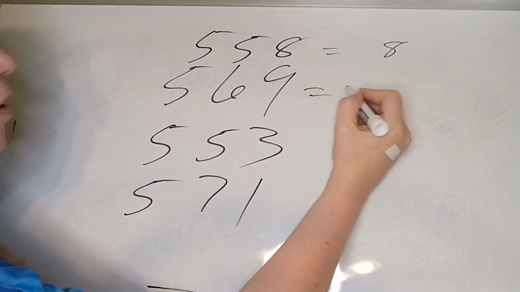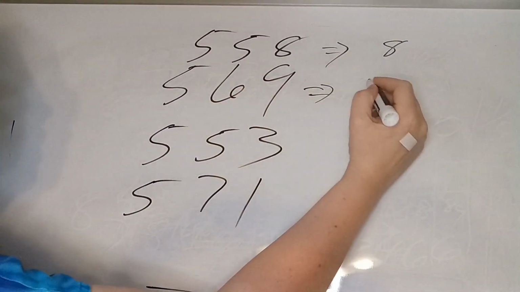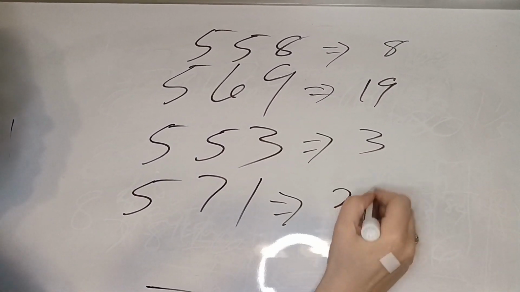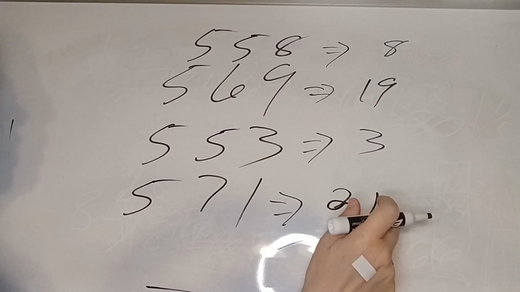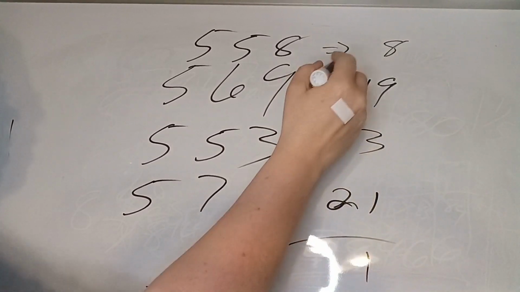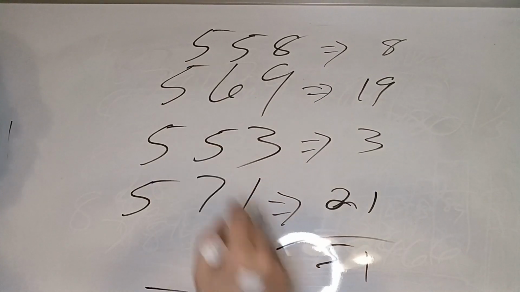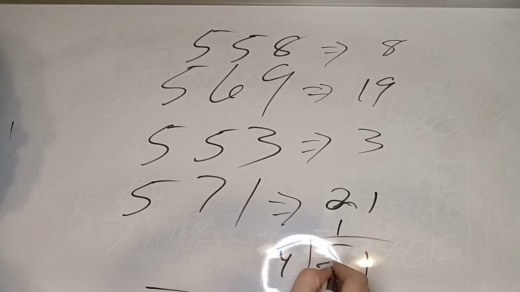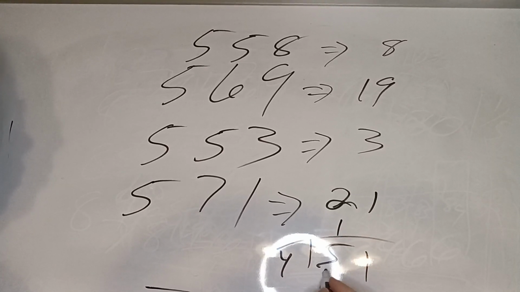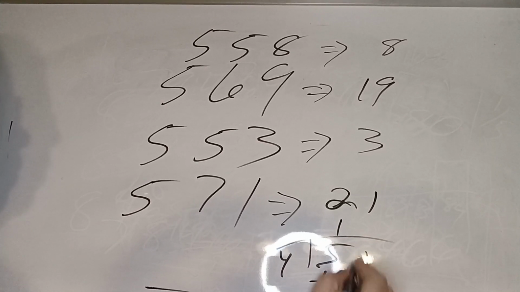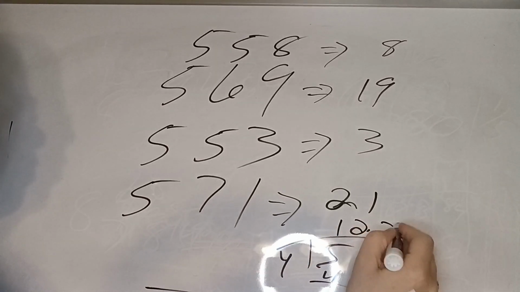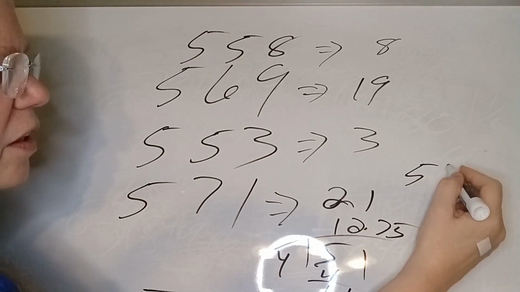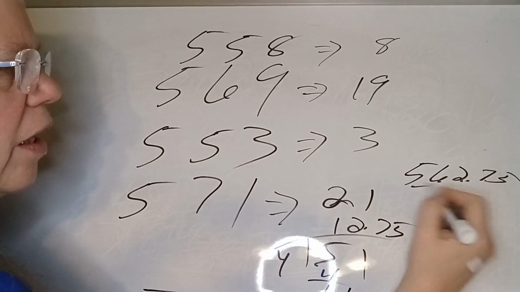That gives us 8 here, 19 here, 3 here, and 21 here. That's going to give us 10, 21, 51 divided by 4 is 12.75. Then we average the 550 back in and we get 562.75 as our average.